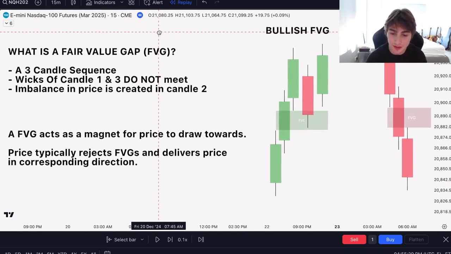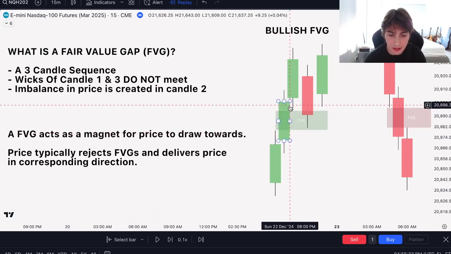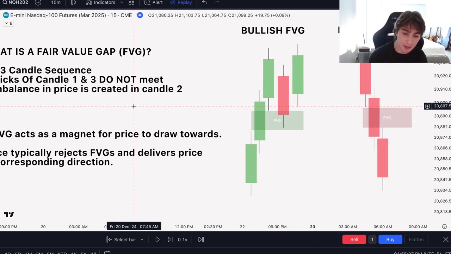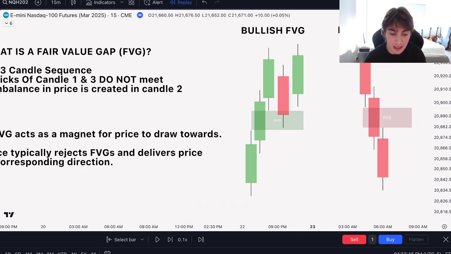It's a 3-candle sequence. The wicks of candle 1 and 3 do not meet, right? We've established this. Wicks of candle 1 and 3 do not meet. That creates a fair value gap, and then there's an imbalance, which is the fair value gap. That fair value gap acts as a magnet for price to draw towards, and then you typically see price trade into those fair value gaps and you get a reaction, right?